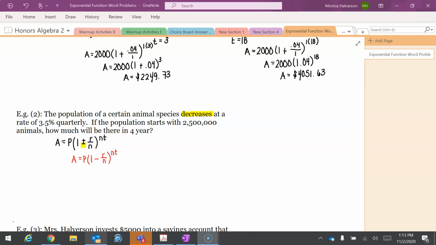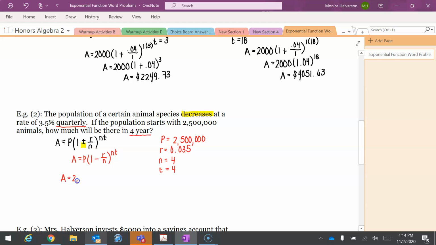Okay, so we know P stands for the initial amount, which in this case is 2,500,000. R stands for the rate, which is our percentage in decimal form, so 0.035. N is given to us by a specific term, which is quarterly. So N is 4. And time is how much time goes by, and that too is 4 because we have 4 years.